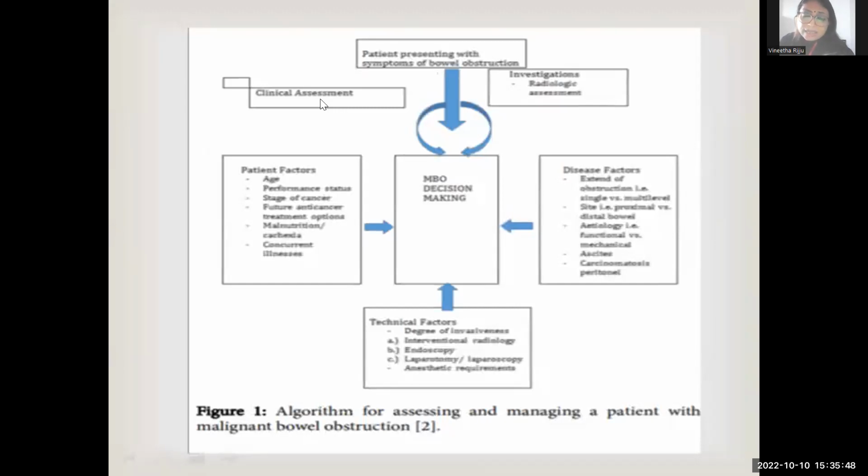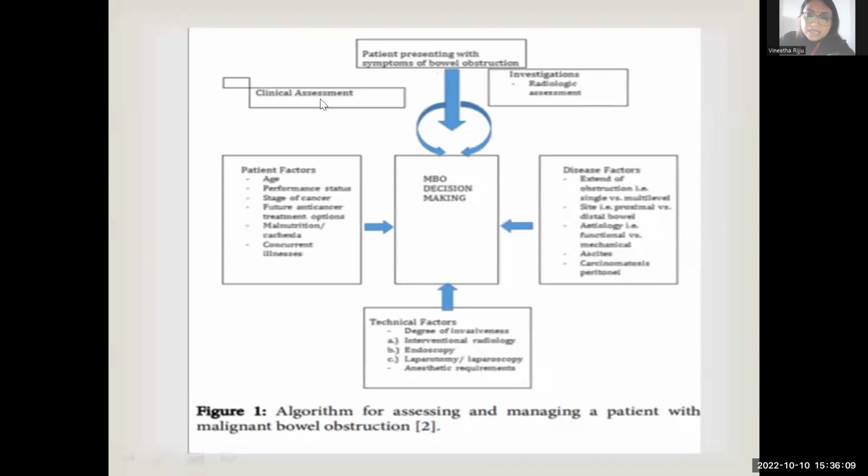Okay. And again, you have to think, is your patient good enough to undergo an interventional radiology procedure like a barium enema or an endoscopy, or even a surgery like laparotomy or laparoscopy, or will he even withstand anesthesia? Okay.